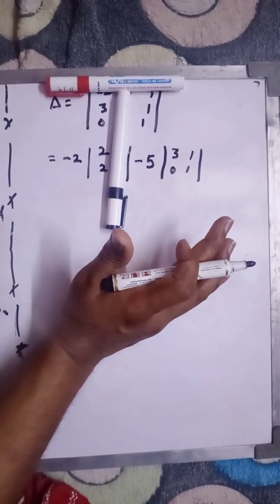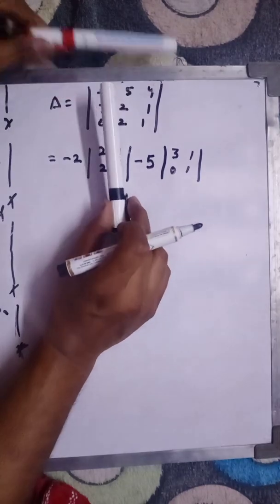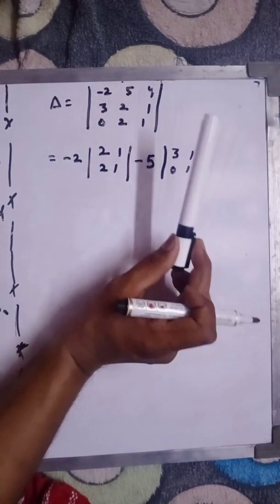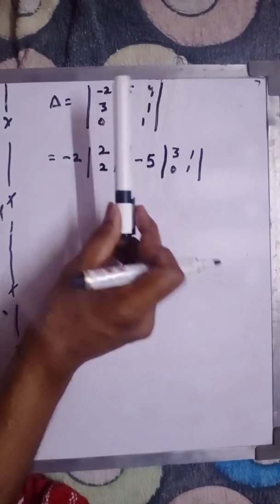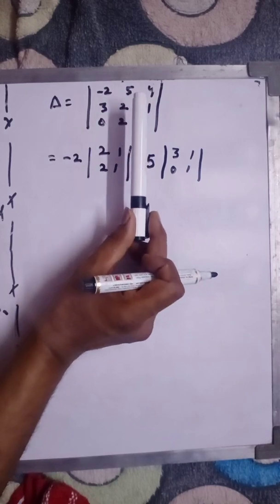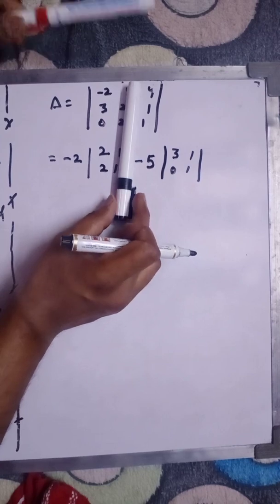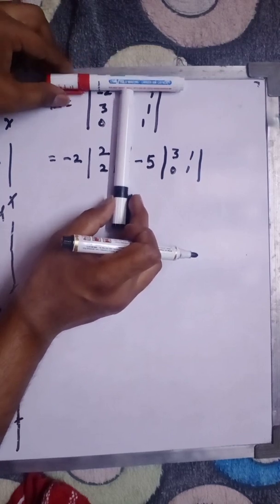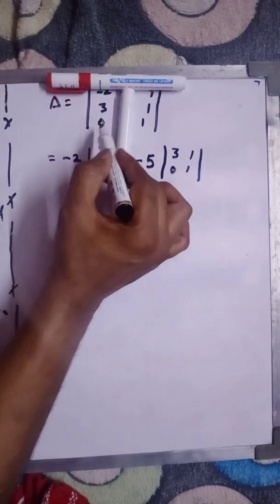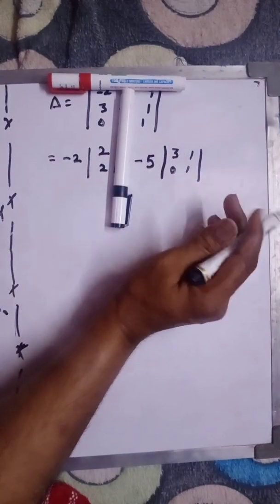See again. If I have a doubt, here we have 5, and you have to hide the row and column in which 5 is coming. So it is coming in this column, so I'm hiding it, and it is coming in this row, so I'm again hiding it. So the elements which you can see, that is 3, 0 and 1, 1. You have to write here.